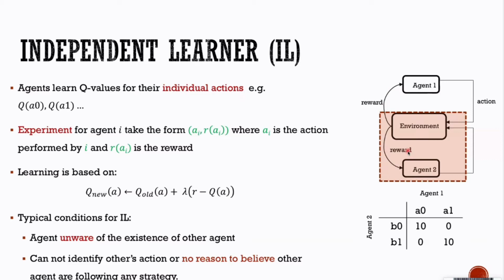Because we are cooperating, but we don't know our partner exists, or we cannot know what they are doing, or we don't believe that they are doing something helpful. So the solution is simple, right? We just ignore them and learn our Q value. So everything remains the same as the Q-learning algorithm. That is for the independent learner.